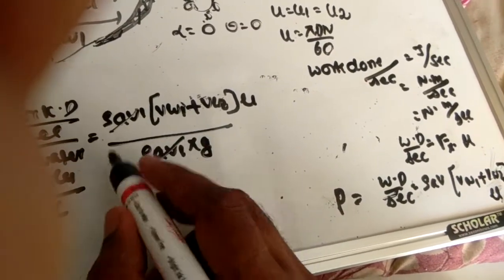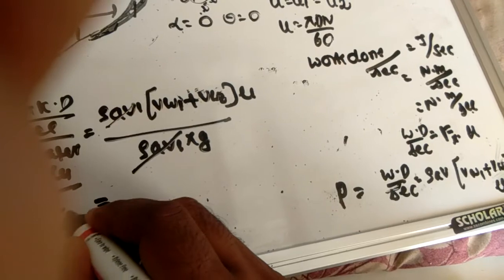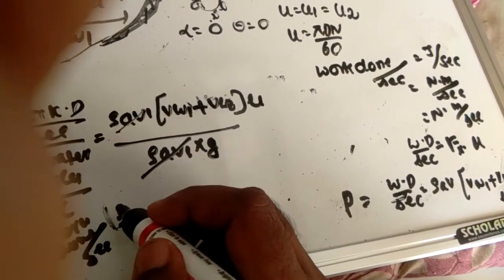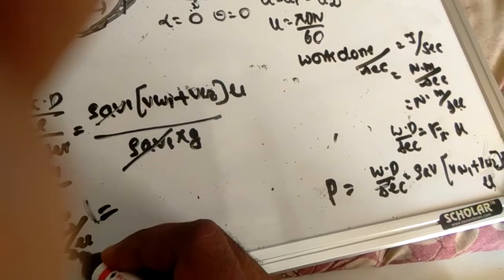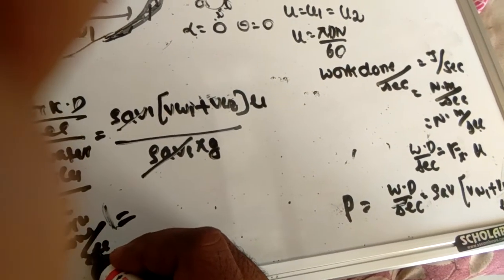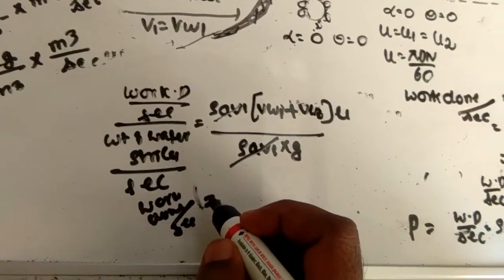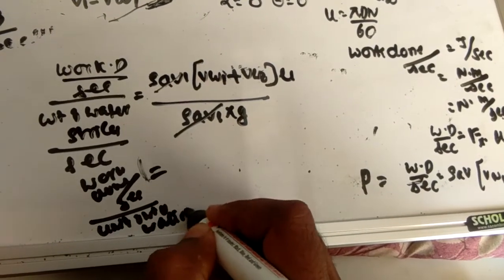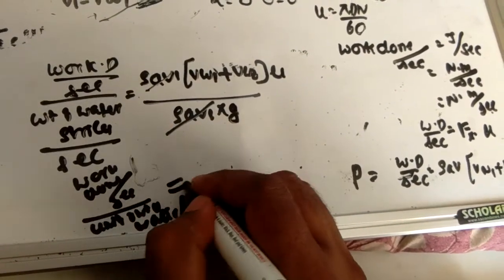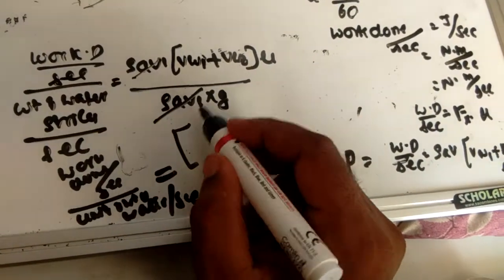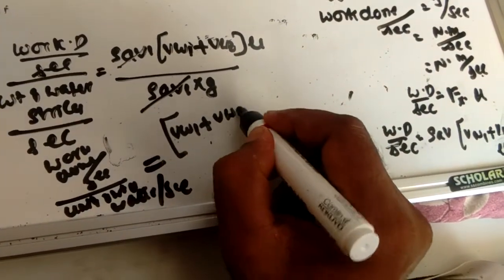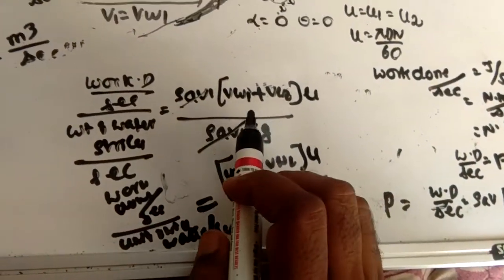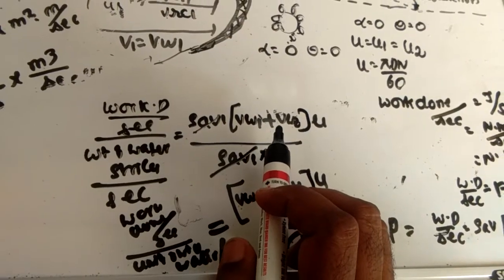This cancels. If I divide the work done per second by this, it becomes the work done per unit weight of water, which is (Vw1 plus Vw2) into u, divided by g. That is the answer.